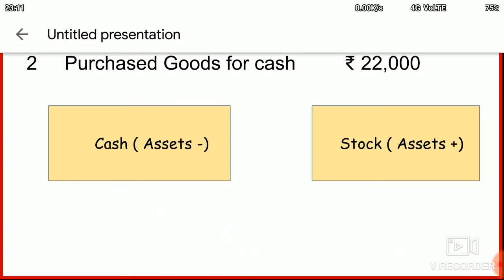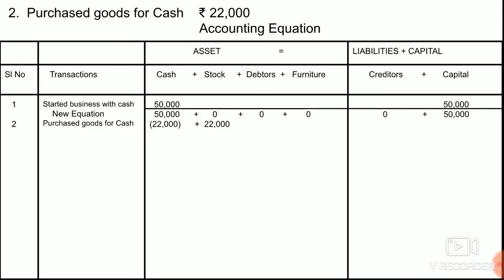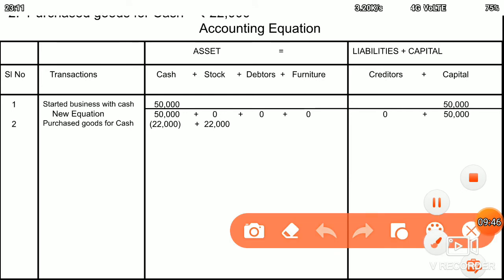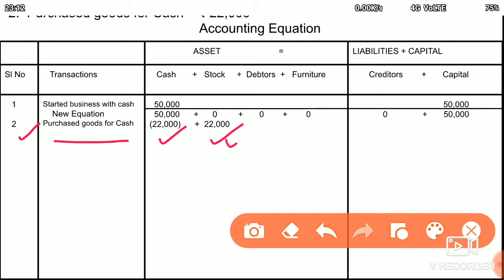So when we place this in our accounting equation, this is how we will show it. In the serial number, we write 2. Then we write the transaction, purchase goods for cash. Then just below cash, we write 22,000 in brackets. In brackets means we are decreasing the cash. Then we increase the stock by 22,000. Stock increases and cash decreases after this transaction. Now we will get the new equation.